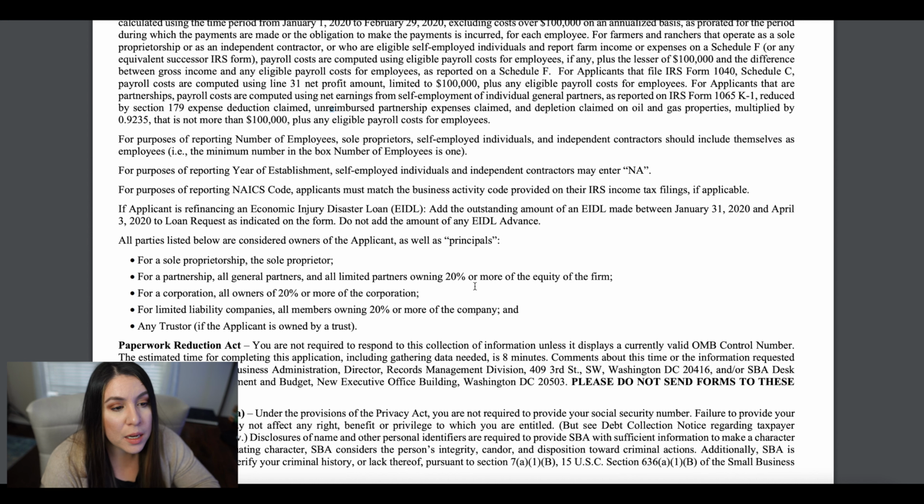For purposes of reporting number of employees, sole proprietors, self-employed individuals, and independent contractors should include themselves. I'm glad they state that because that was questionable on the first round of PPP. As employees, the minimum number in the box for number of employees is 1. So there you go. For purposes of reporting year of establishment, if you're a self-employed individual and an independent contractor, you may enter NA.